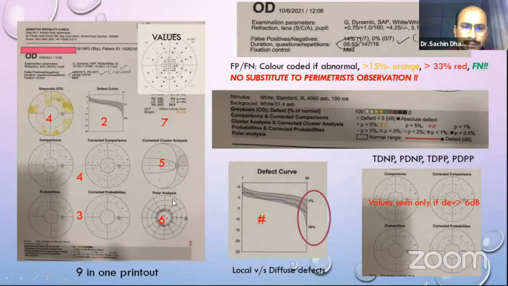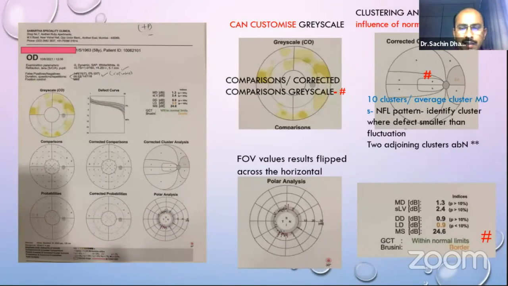And polar analysis will be the field test data result, which is flipped across the horizontal midline. And then you can get each point being represented as a line. The longer the line, the deeper is the defect. So here is the thing that you can see in detail, which I was just talking about. You can customize the grayscale into comparisons and corrected comparisons grayscale, unlike the absolute scale of the Humphrey.